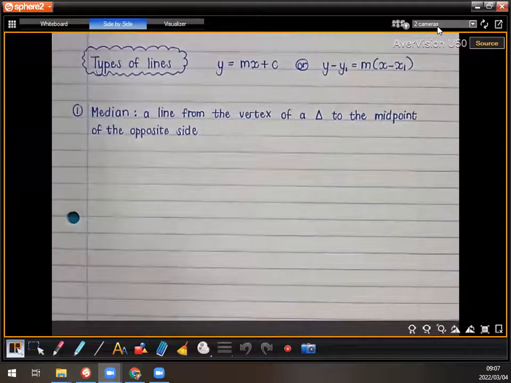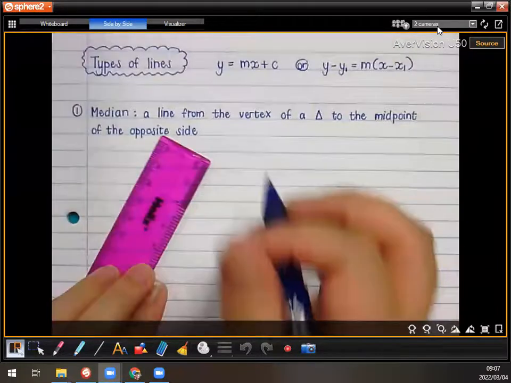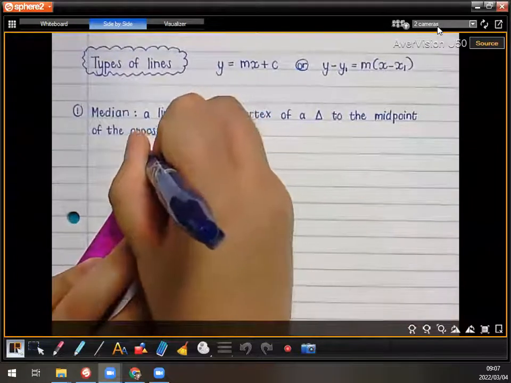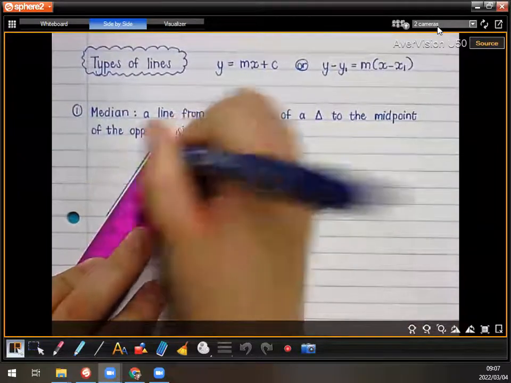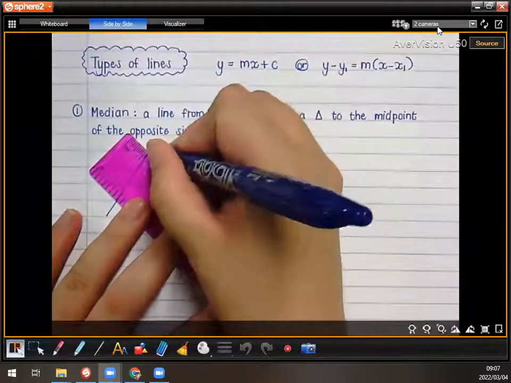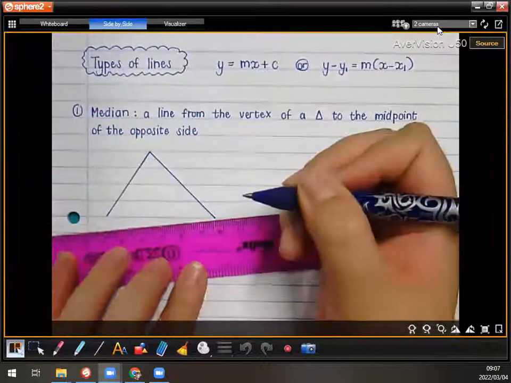Okay, so whenever you hear, sorry, median, you must think midpoint. Okay, it's always from one vertex. They'll tell you which vertex. To the midpoint of the opposite side. So I'm going to draw a triangle here and just show you guys one example, just so that you can see. All right, so just draw any triangle. It doesn't have to look exactly like mine.